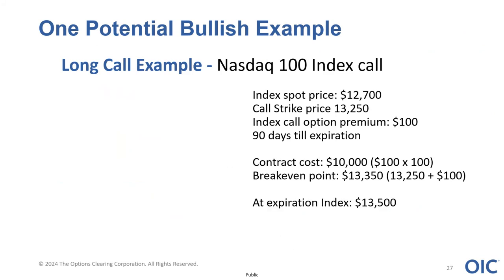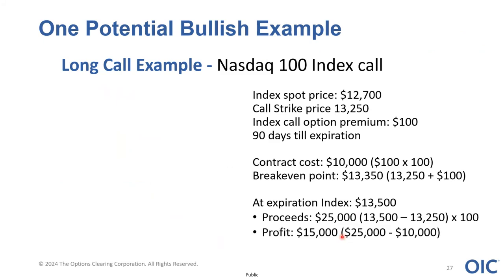Now, let's say at expiration, your index is trading 13.5. The proceeds on this trade are going to be $25,000. Where do you come up with that? 13,500 is where the index goes out, minus your strike, 13,250. It's going to yield 250 times the multiplier again. Don't forget, that's how you get the notional value, which gives you a notional value of $25,000. You already paid 10 grand for it. So profit in this case is going to be 15 grand: 25K that it's worth notionally at expiration, minus the 10 you paid for it.